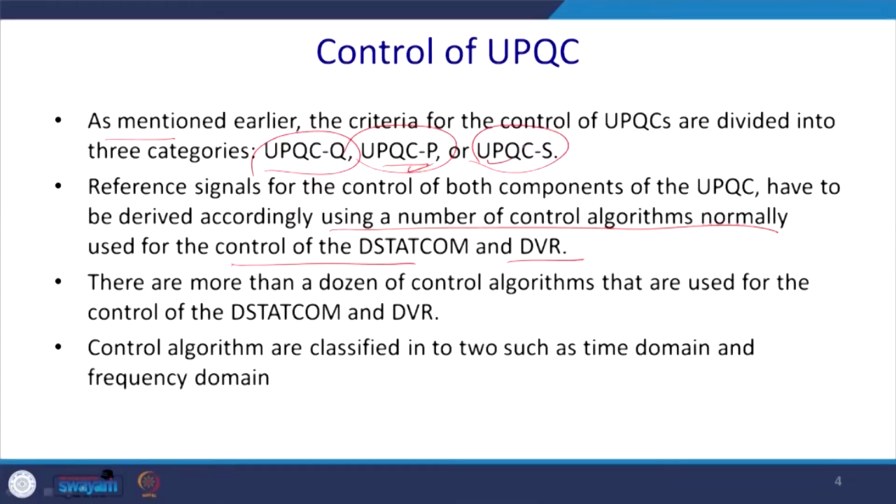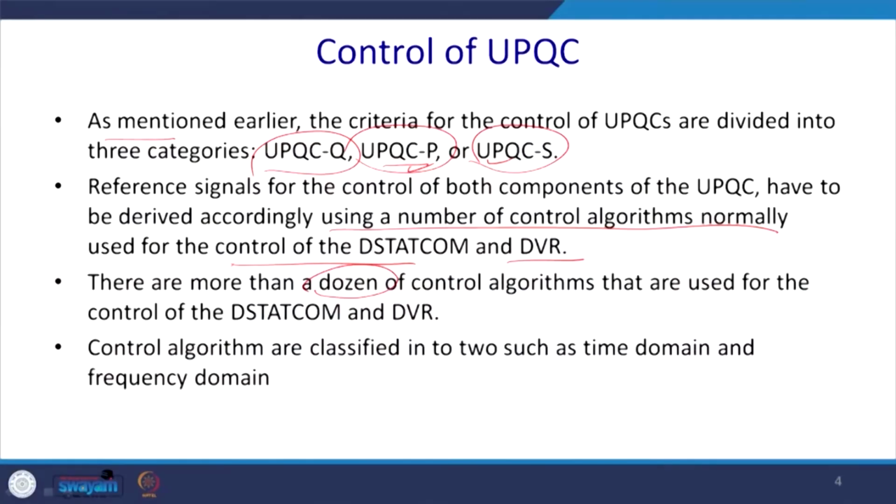If it is a Q control mode, then the real power control does not arise. In the other modes, the UPQC can take out power if there is extra voltage, and inject it into the DC link, and from the shunt path that power will go to the system. There are more than dozens, I may be wrong, it may be as many as 20 or 30 control algorithms that are used to control the D-STATCOM and DVR.